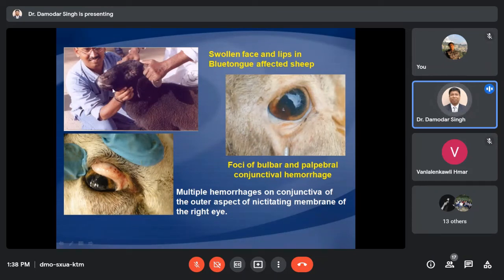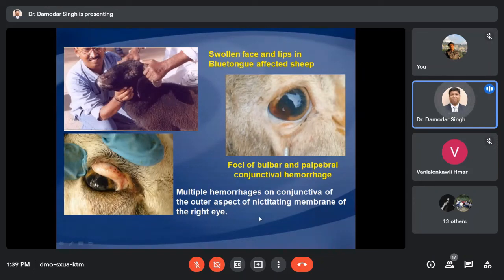There may be some hemorrhagic lesions on the conjunctiva, as well as bulbar and palpebral conjunctival hemorrhages. Sometimes multiple hemorrhagic lesions may also be found on the conjunctiva, on the outer aspect of the nictitating membrane of the right eye, maybe sometimes on the left also. I'm showing here on this right one.